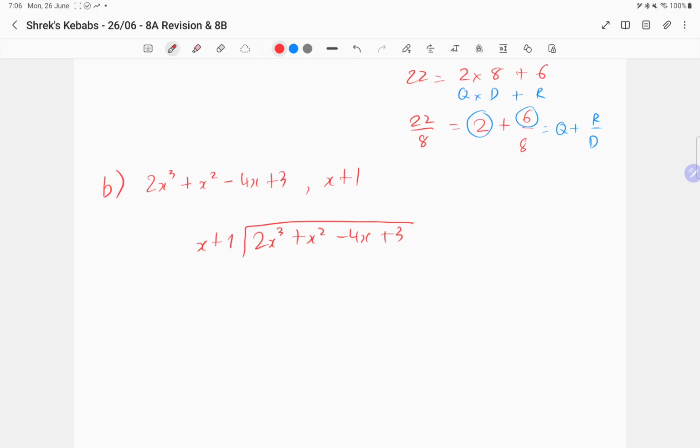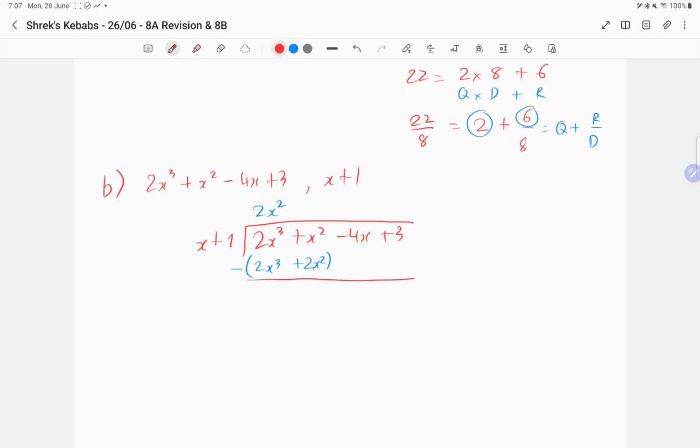Guys, Ashpreet, what is the first name in question B? If you don't know, focus. The first one. 2x. Wrong. I better focus. Negative 2x. No. You want to get 2x cubed. Yep. So it is 2x squared. Yes.